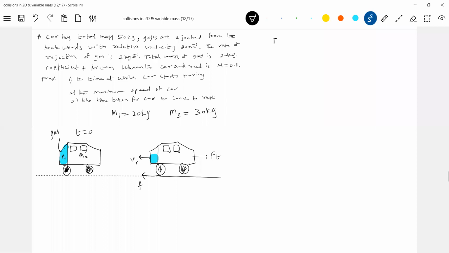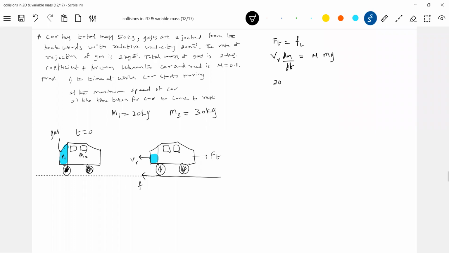F thrust is equal to limiting friction. So what is F thrust? F thrust should be equal to VR dm by dt. Then this should be equal to mu times the mass of the car at any time t. So what is VR? It is the relative velocity from the backward, a relative velocity of 20 meters per second.